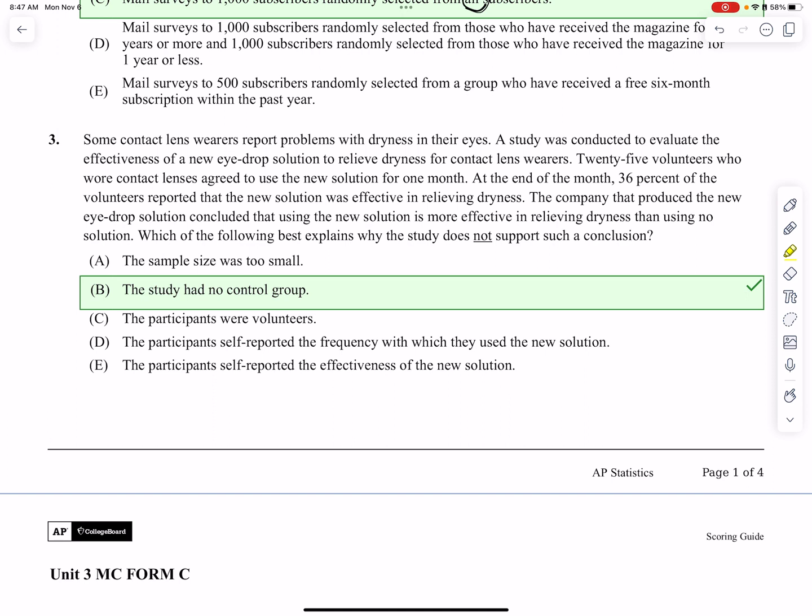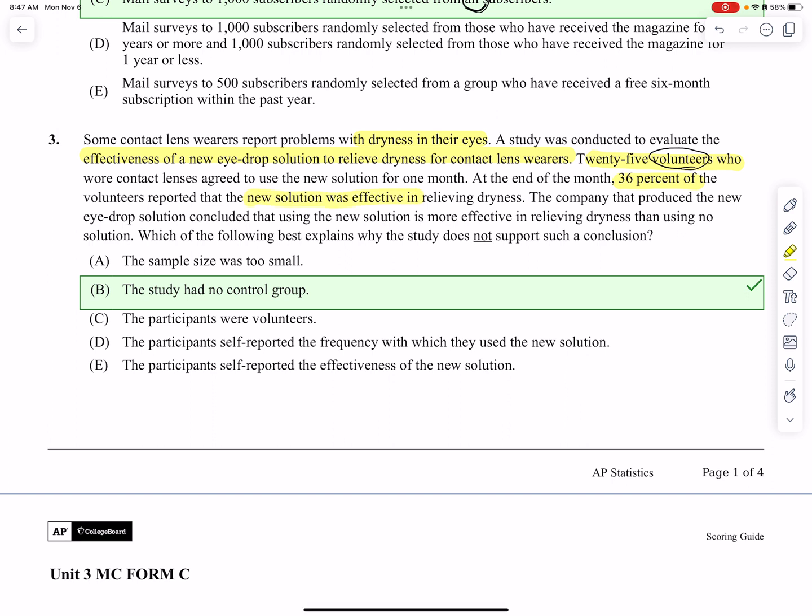Some contact lens wearers report problems with dryness in their eyes. So that's dryness in their eyes. It sounds like it was what they wanted to study. A study was conducted to evaluate the effectiveness of the new eye drop to relieve dryness of contact lens wearers. So I have 25 volunteers. That's important. It's volunteers, not randomly sampled. And that's okay. We just have a different conclusion. Who wore contact lenses agreed to use the new solution for 1 month. At the end of the month, 36% of the volunteers reported that the new solution was effective in relieving dryness.